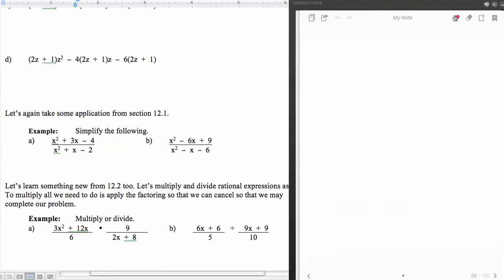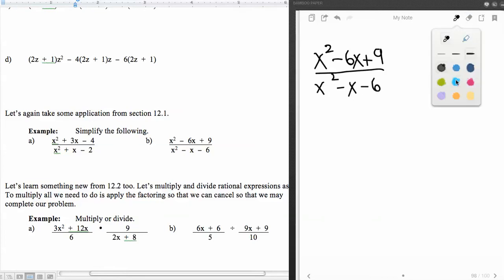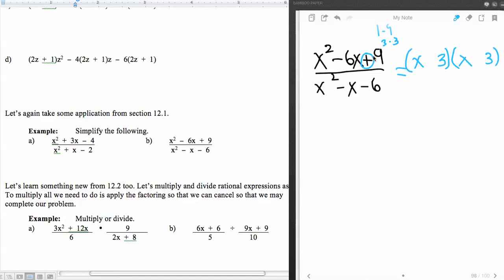Now moving on to our next one, we have x squared minus 6x plus 9. And then we also have in the denominator x squared minus x minus 6. Now the numerator of this one is actually a special kind of factoring, and we'll learn about that in the next section we cover. But for right now, we're still going to find our factors, 1 and 9 and 3 and 3, and we're going to find those that sum to 6. So we're going to have an x with a 3 and another x with a 3, and those are both going to need the same sign since it's a sum, and so those are both negative signs.